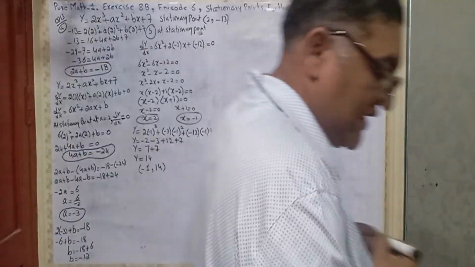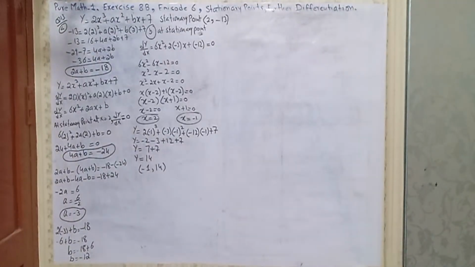So let me check the answer, sir. Minus 1 and 14. Yes, sir. The b part's answer is right. The other stationary point, its coordinates are minus 1 comma 14. So our b part is correct. We have done the a part and we also have done the b part.